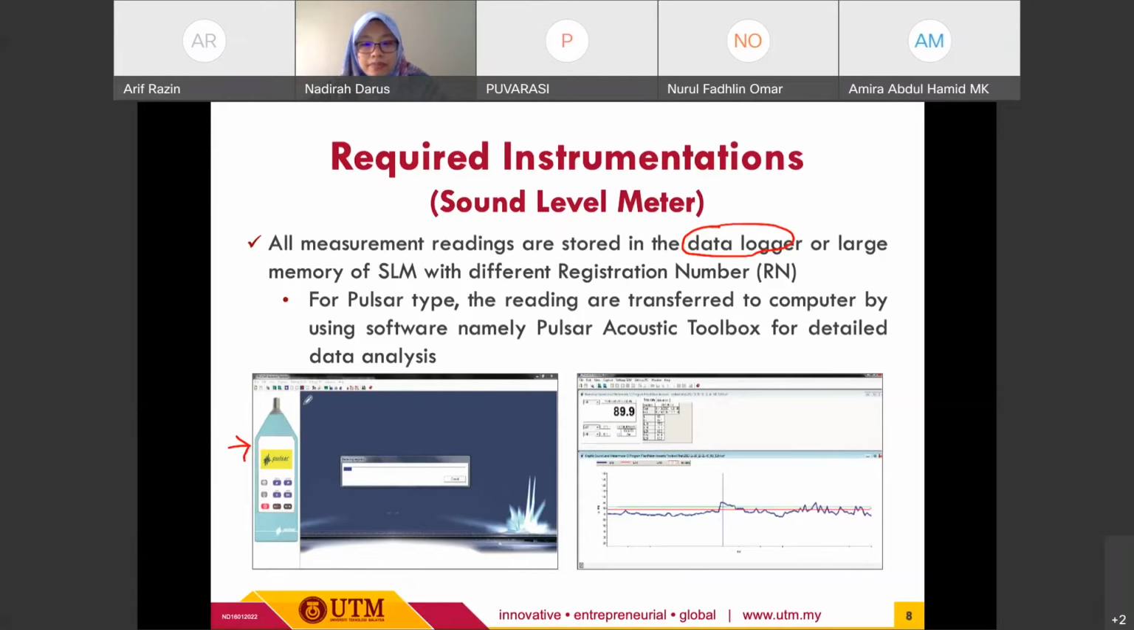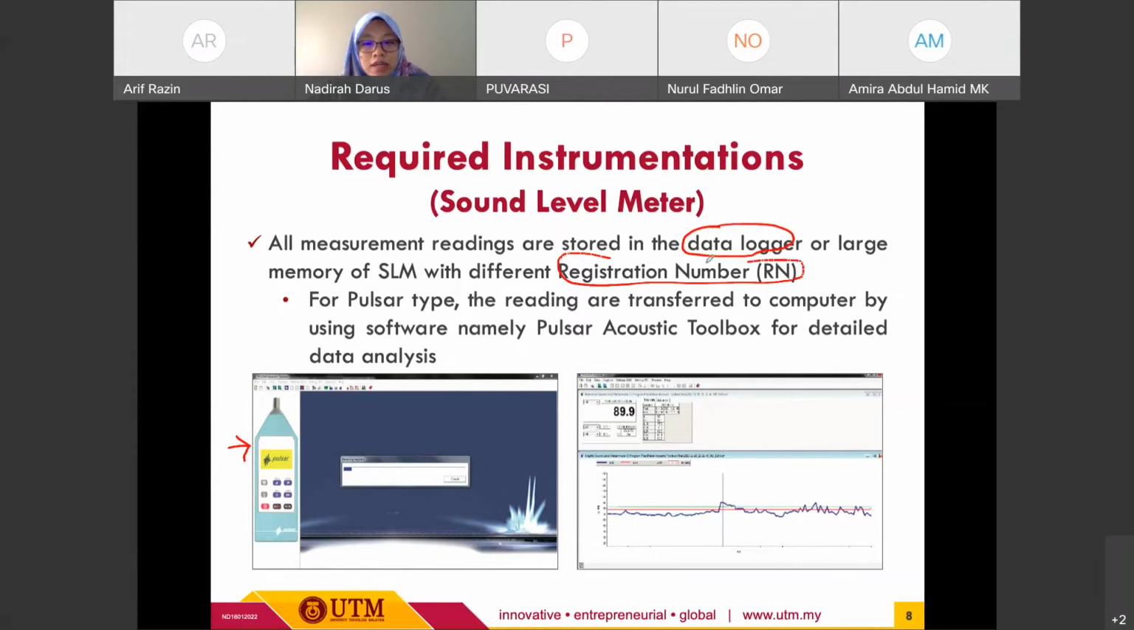Once we have set up the equipment, kita dah calibrate everything, kita dah set up and ready for the measurement, and then we need to register the respective reading with different registration number.